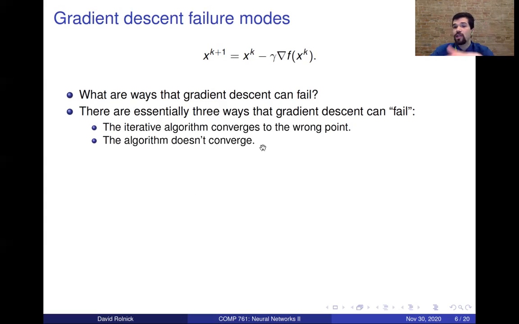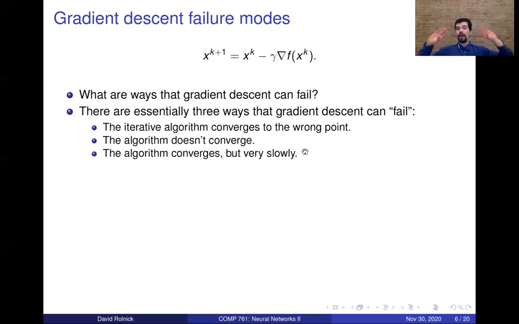The second is that it just doesn't converge at all. You never reach a point that converges. And then the third is that it does converge, but it does so slowly that you're really frustrated. Maybe that's not a failure, but it certainly feels like a failure. So those are just three ways that an algorithm that's supposed to converge could fail. Now let's see when those happen for gradient descent specifically.